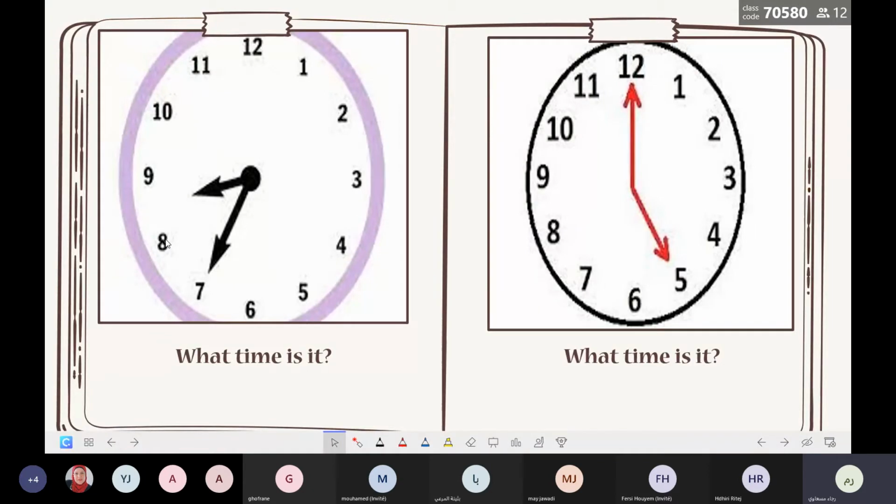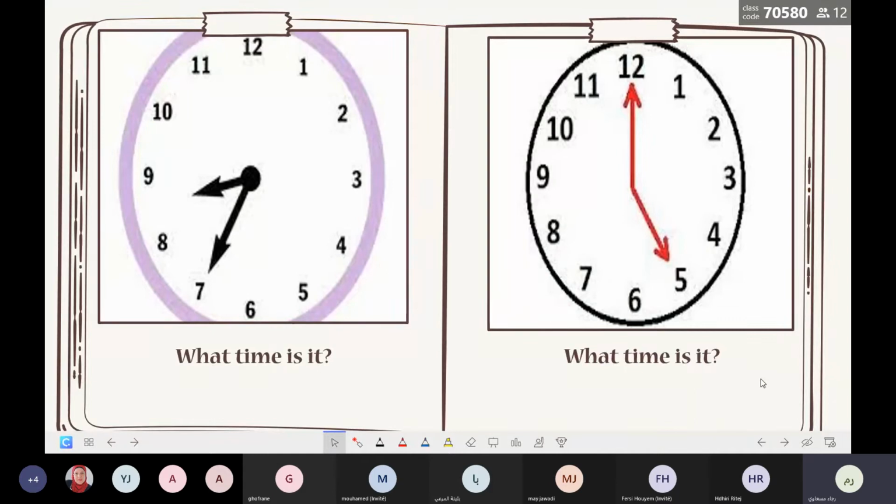Small 8. 8. Okay, let's say 8. No problem. So 25 past 8. Okay, who would like to give a try for the second one?